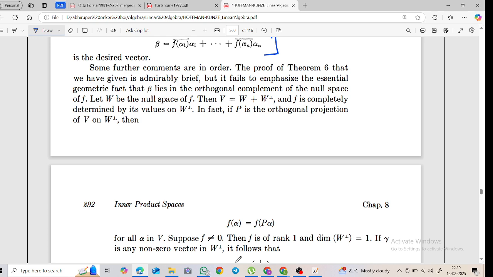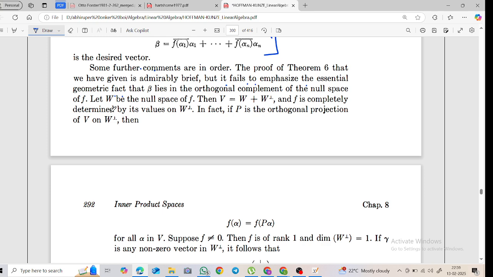There is a comment, brief, about the proof of theorem 6 that they have given. It is admirably brief, but it fails to emphasize the essential geometric fact that beta lies in the orthogonal complement of the null space of F. Let W be the null space of F. Beta lies in the orthogonal complement of the null space of F.